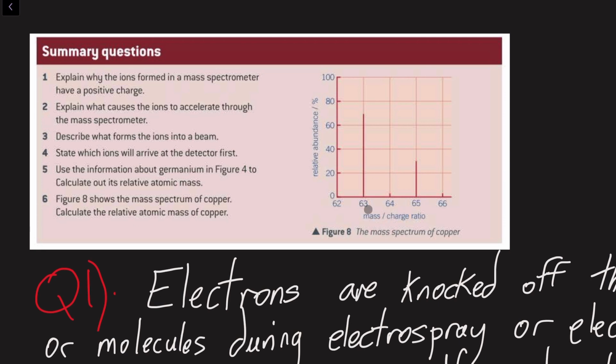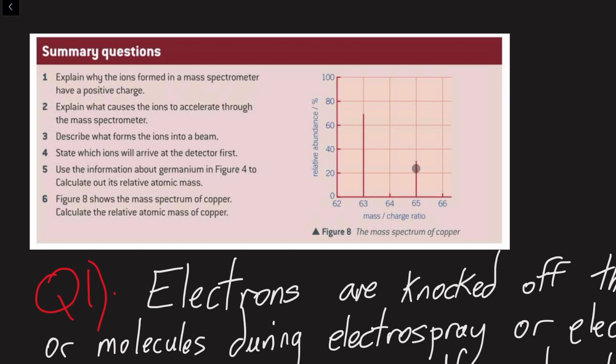So the isotopes of copper we have here include one with a mass number of 63 and one with a mass number of 65, and these have different abundances. The one with the mass number of 63 has a relative abundance of around 70%, and the one with the mass number of 65 has an abundance of around 30%.